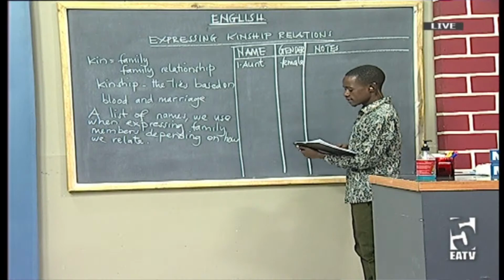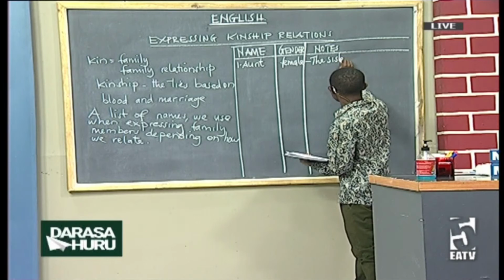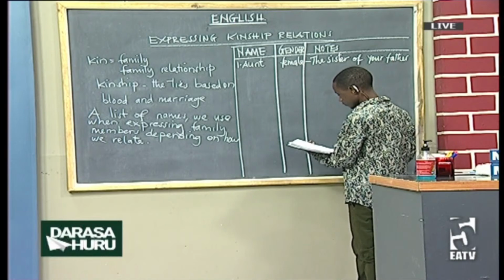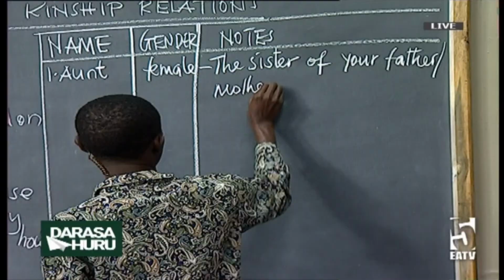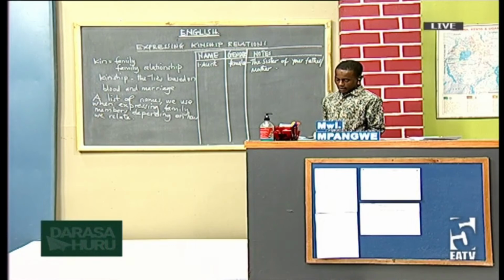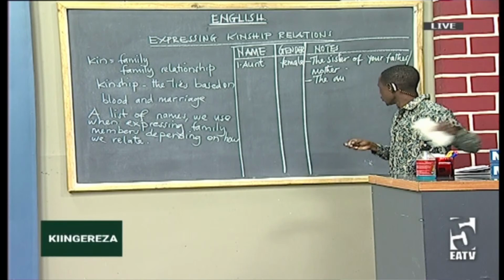Then who is aunt? Aunt is the sister of your father or mother. So the sister of your father or mother is called the aunt. But also aunt can mean the wife of your uncle. The wife of your uncle.